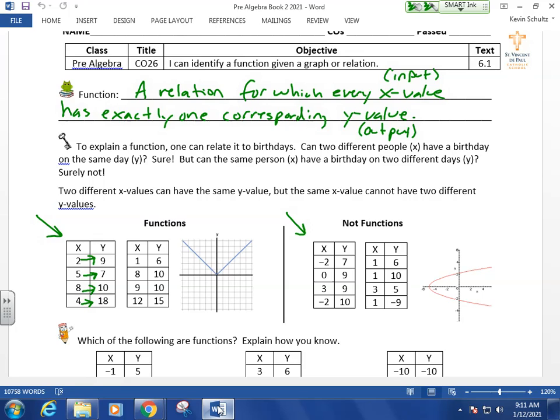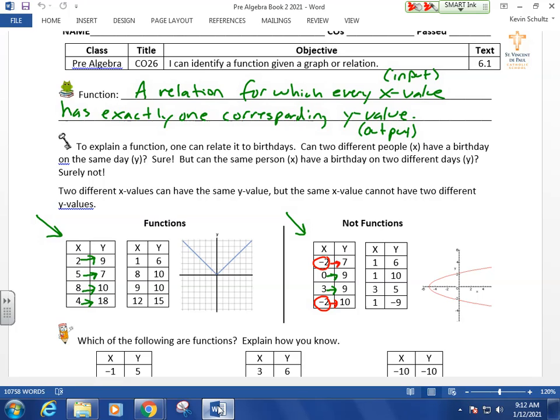Aiden brought up the fact that 9 repeats here in the y column. That's okay, because when x is 0, it only equals one thing, 9. When x is 3, even though it also equals 9, that's still only one corresponding y for the x value of 3. Where we run into a problem, though, is that when x is -2, y is both 7 and 10. Right? There's more than one corresponding y for the x value of -2, which breaks our rule of what a function is.